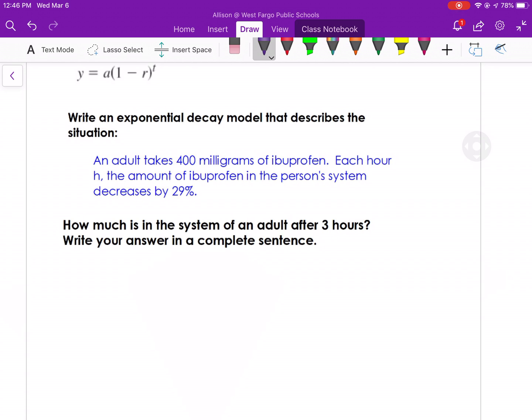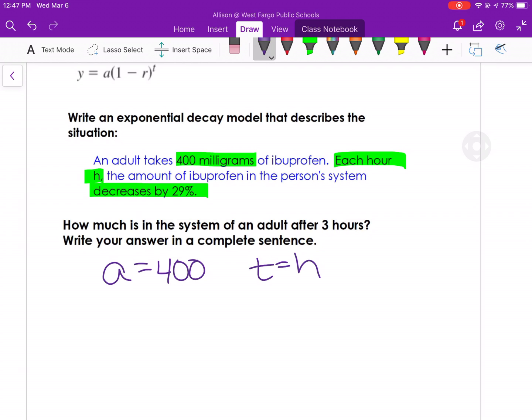So you can use a decay model to find out how many milligrams of ibuprofen is in your body if you know how much it decreases by or how fast your body breaks it down. So if you take 400 milligrams of ibuprofen, this time our T is going to be in hours, and it says that it decreases in our body by 25% per hour. So A is going to be the starting value, the 400 milligrams. Instead of using T, we're going to use H, which is not a big deal. And then R is going to be our percent that it decreases by.